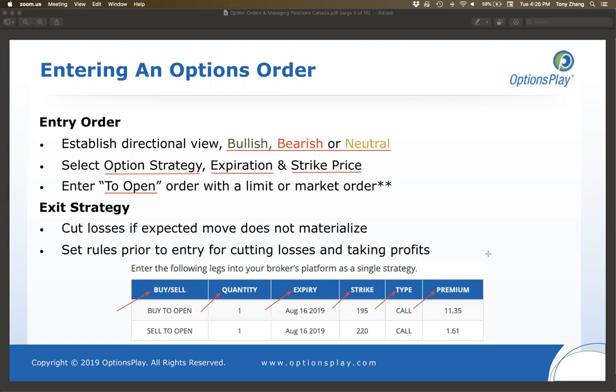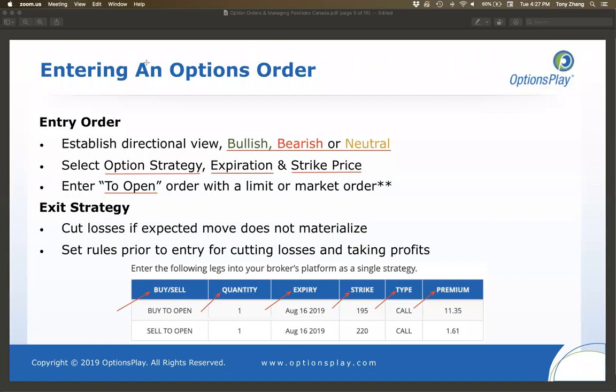So again, as you can see, there are 6 different things that you have to enter for a single leg of an options trade. If you have 2 legs, that's 12 parameters that you have to enter. 3 legs, 18. As you can see, this quickly gets very complicated, especially if you're relatively new to options trading, which is why it's so important to really make sure that you understand this and you're entering all of this correctly, because if you screw up even a single parameter, chances are you're going to be trading something completely different than what you had originally intended.